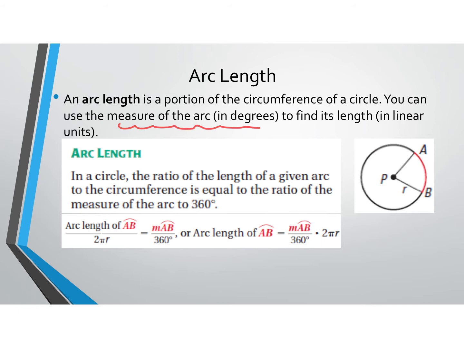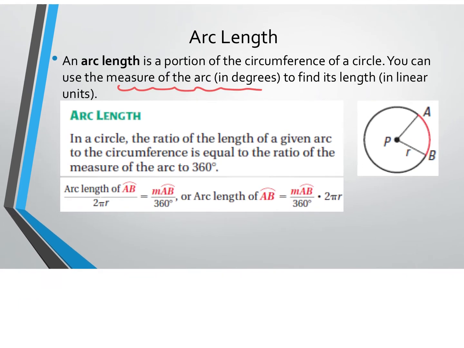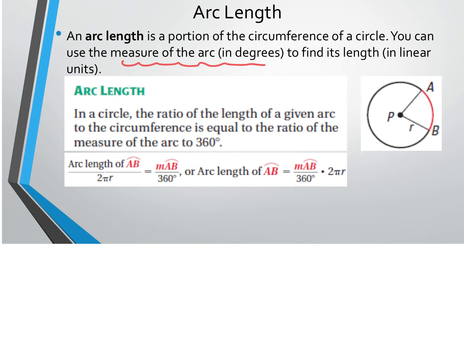But what we're going to be using is the measure of the arc, which is what we saw in chapter 10. And remember, the measure of the arc in degrees is always the same as the measure of its central angle. Now, notice here, this is the formula. So it says in a circle, the ratio of the length of the given arc to the circumference is equal to the ratio of the measure of the arc to 360. Because the whole circle has 360 degrees, but we're only talking about part of the circle. Now, I'm going to sort of simplify what's written here because we're going to see 3 different variations of this formula.